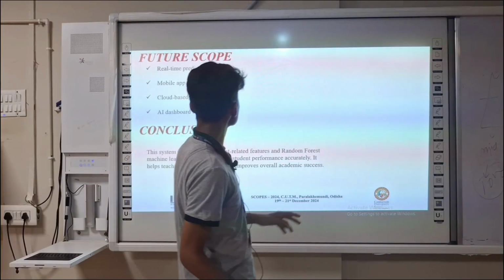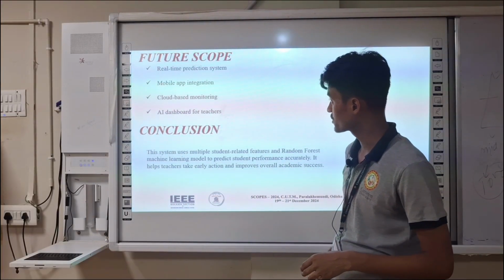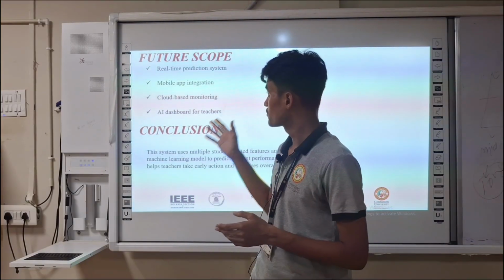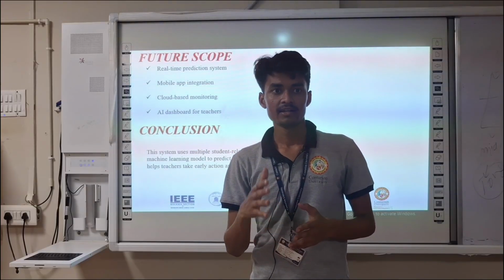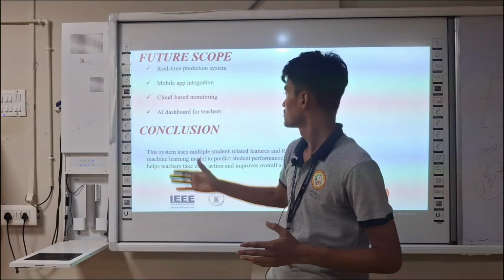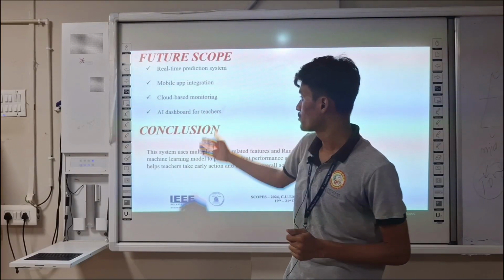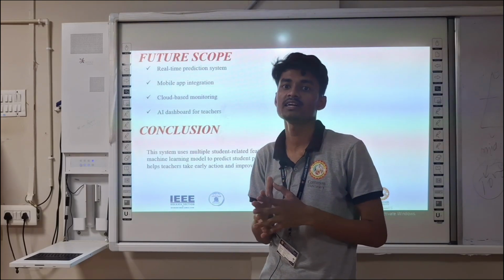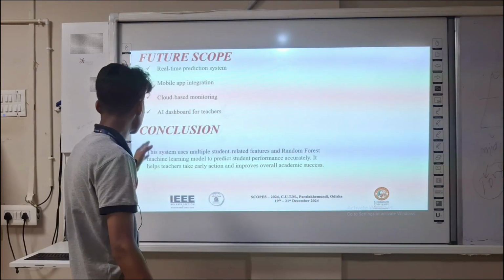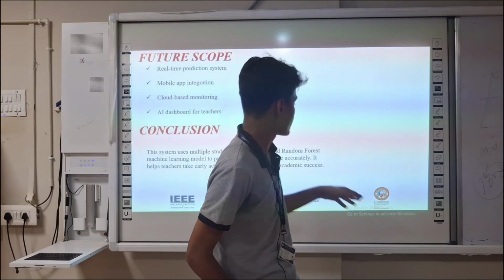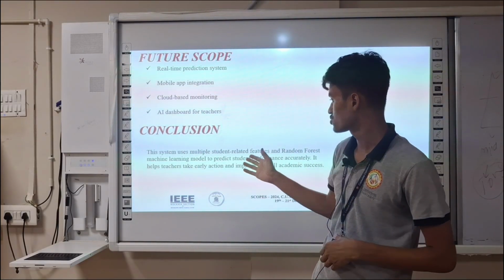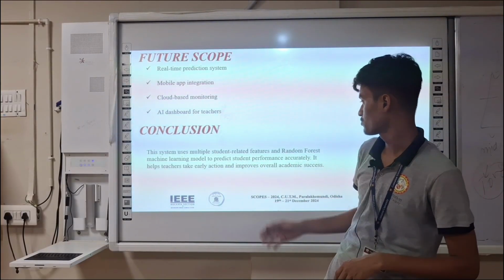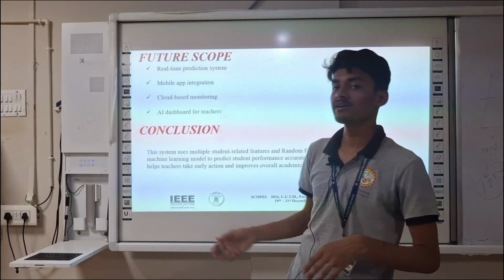Now the future scope: real-time prediction, mobile app integration, and cloud-based AI teaching for teachers. Teachers can use cloud-based monitoring and mobile app integration to interact with the weakest students even when they are staying at home. In conclusion, this system uses multiple student-related features and a random forest machine learning model to predict student performance accurately. It helps teachers take early action and improves overall academic success.